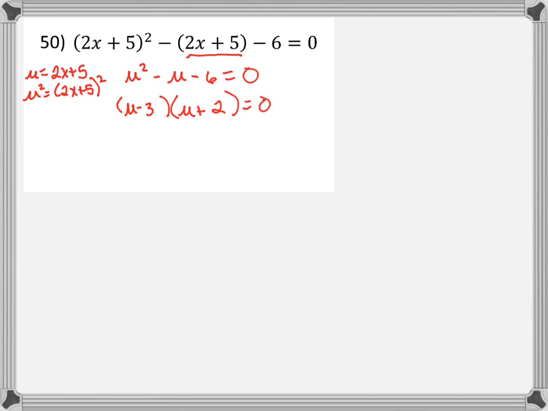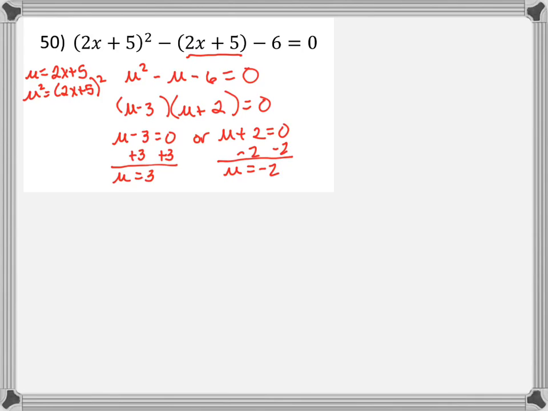Now we can use the zero product property and set each factor equal to 0. So u minus 3 equals 0, or u plus 2 equals 0. In the first equation, I will add 3 to both sides, so u equals 3. In the second equation, I will subtract 2 from both sides, u equals negative 2. But remember, we are not solving for u, we need to know what x is.